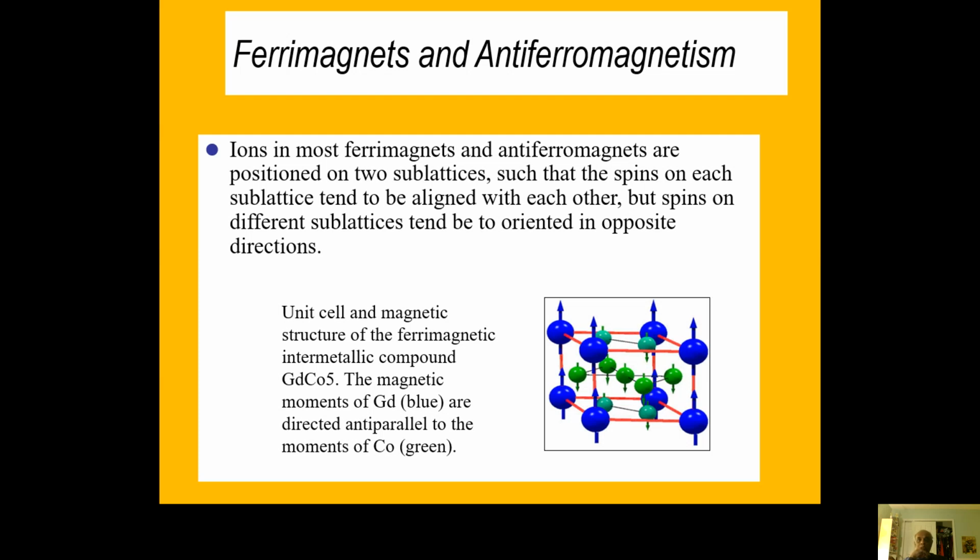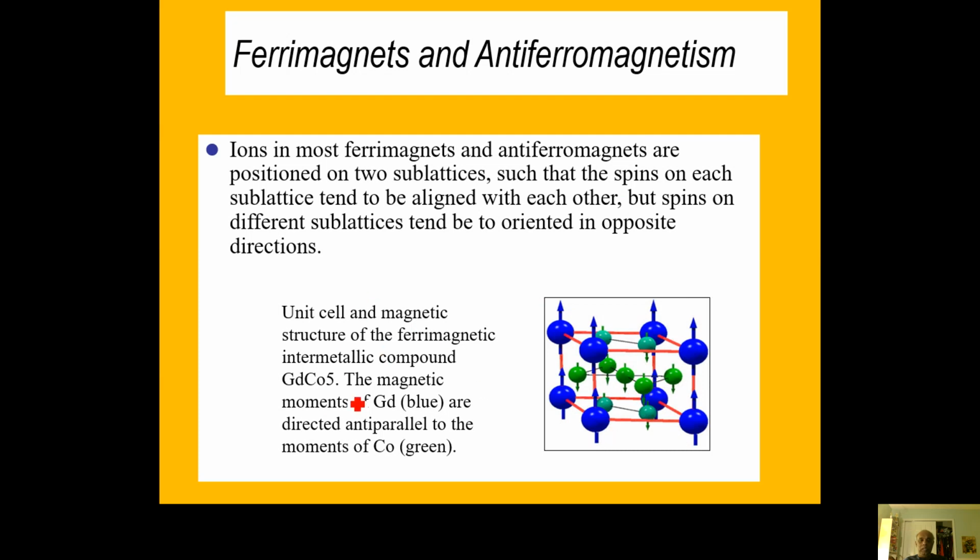Next we'll talk about ferrimagnets and antiferromagnets. Ions in most ferrimagnets and antiferromagnets are positioned in two sublattices. You can see in this crystal lattice that you can consider they have two sublattices. In one sublattice you have one kind of atom, and in the other sublattice you have a different kind of atom. In one sublattice, all the spins are in one direction, and in the other sublattice, all the spins are in the opposite direction.